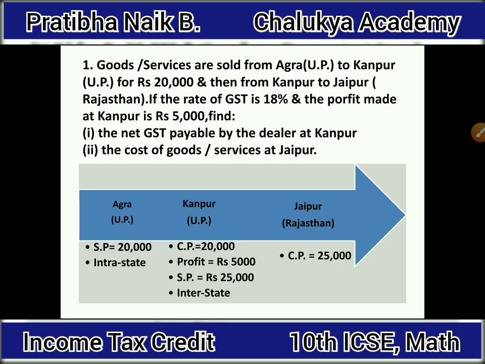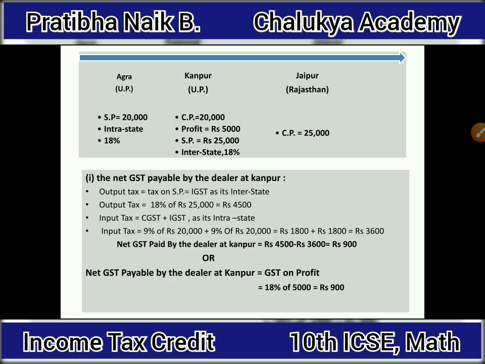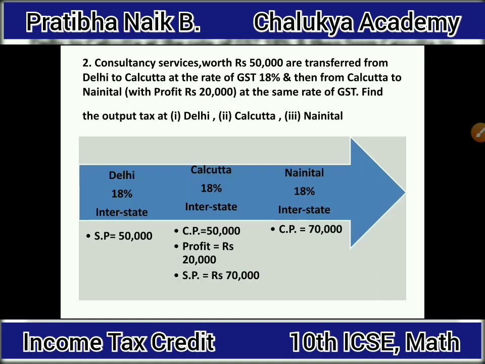The first example we have already done in the last session. So let's start with the second example. Again I repeat that these examples I have taken from the Concise Textbook. Consultancy services worth rupees 50,000 are transferred from Delhi to Kolkata at the rate of GST 18%, and then from Kolkata to Nainital with profit rupees 20,000 at the same rate of GST. Find the output tax at Delhi, Kolkata and Nainital.